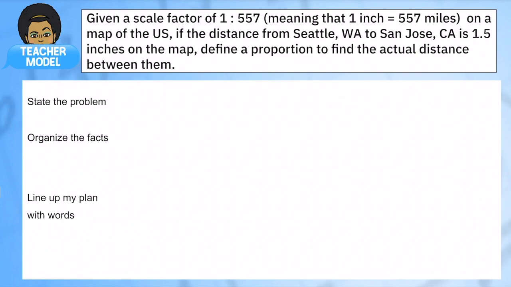Given a scale factor of 1 to 557, this means that 1 inch on this map is equal to 557 miles on a map of the US. If the distance from Seattle, Washington to San Jose, California is 1.5 inches on the map, define a proportion to find the actual distance between them. So that's what the scale is. A scale is just something that's literally written on a map that tells you how to convert it to the actual size. So if you see 1 inch on this map, it is equal to 557 miles.